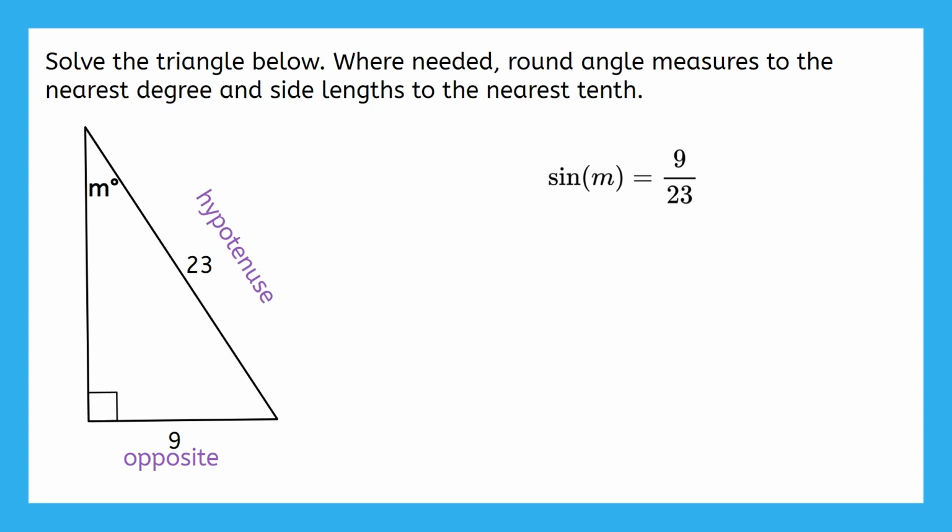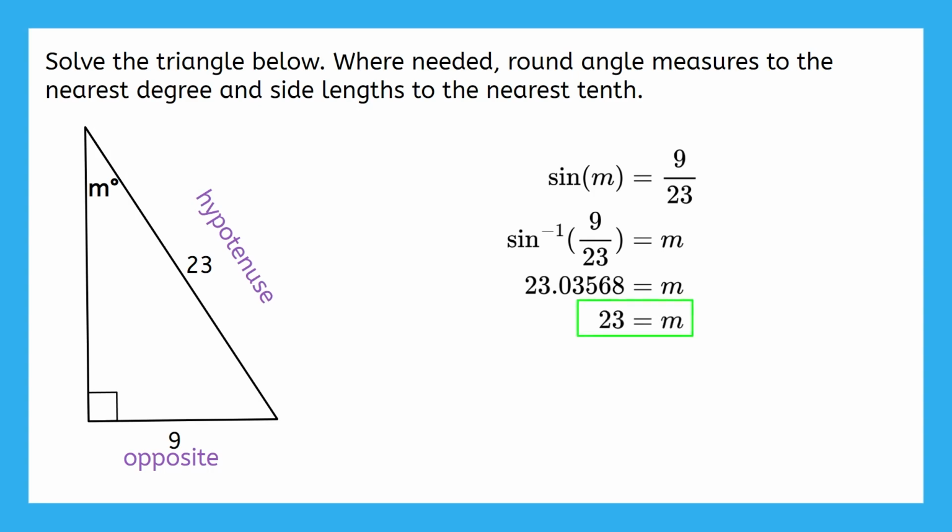Like last time, I could rewrite this equation using inverse sine to be able to isolate m. Now I could put this expression into my calculator, which gives me back a decimal approximation for m. Based on the directions, I need to round this to the nearest degree, so my final answer for m would be 23 degrees.